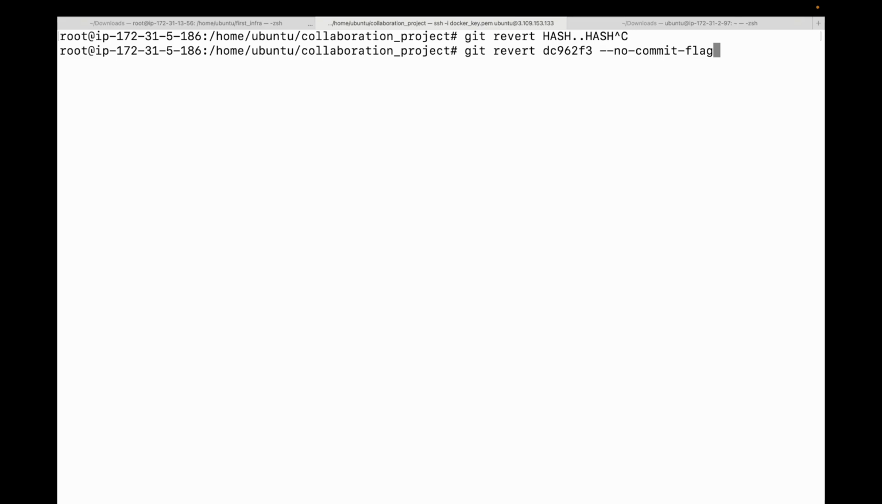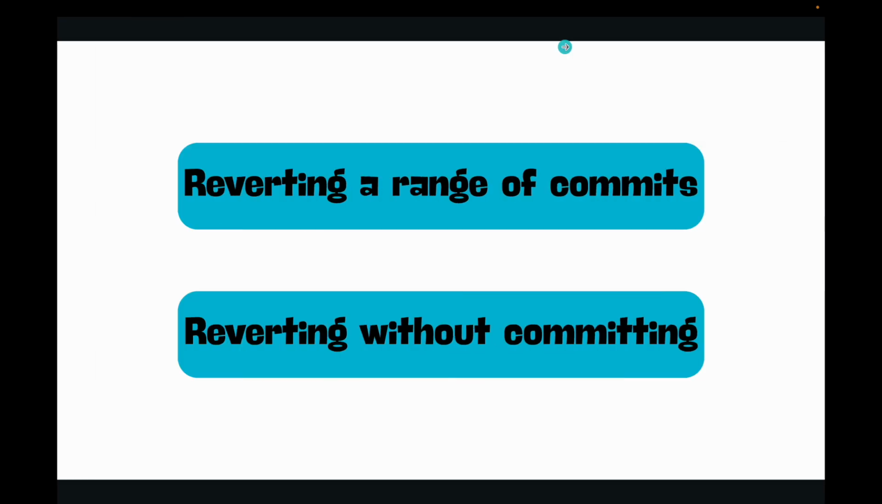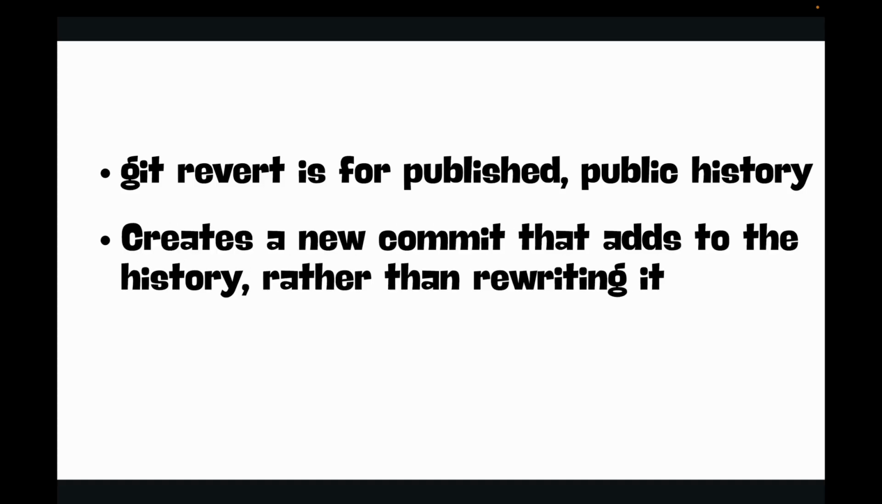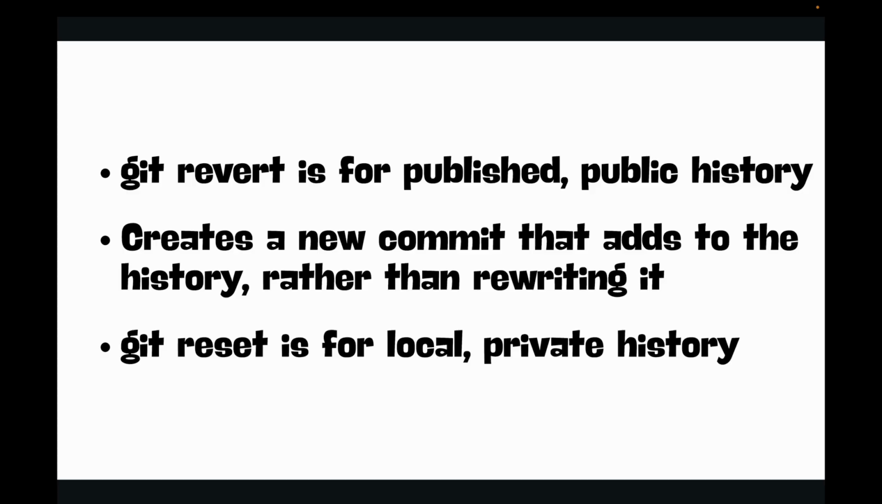So the conclusion is that git revert is the definitive and safest way to undo a published commit. It's a critical skill that provides peace of mind in a collaborative environment. Now remember these key takeaways. Git revert is for published public history. This will create a new commit that adds to the history rather than rewriting the history. Whereas git reset is for local private history only. This distinction is crucial for effective and harmonious teamwork.